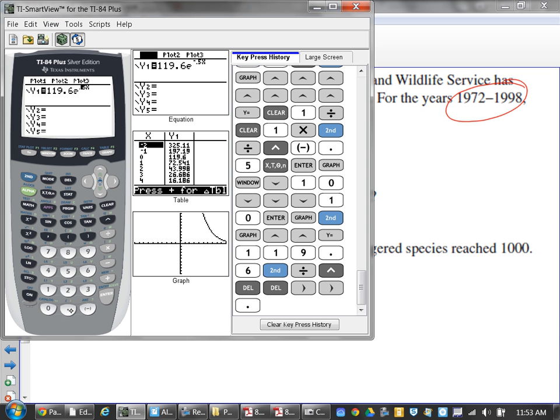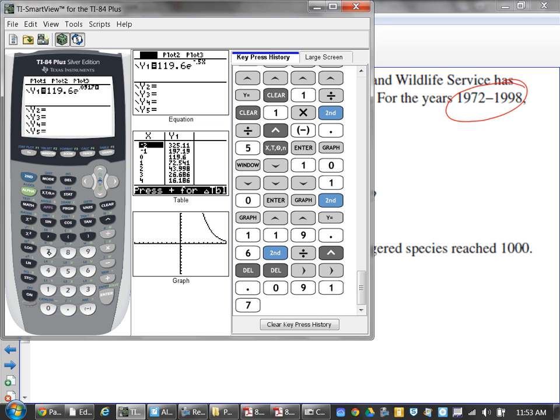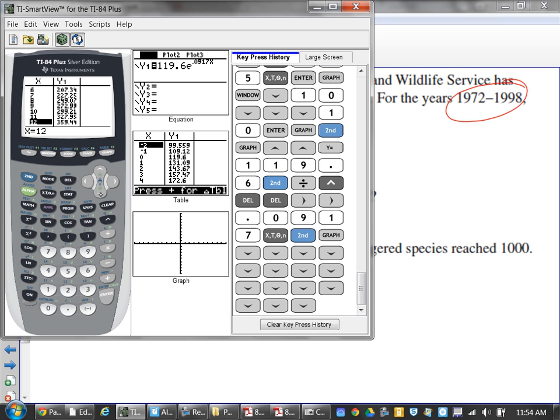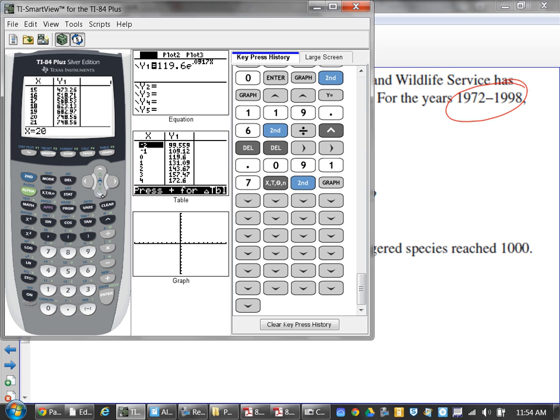0.0917. He does not care. 0.0916. You go back to your table. In the table then, they're asking you approximately after how many years would this model say that there's about 1,000 endangered species if it continues on this. About year 95? Yeah, somewhere around. So between 23 and 24 years.